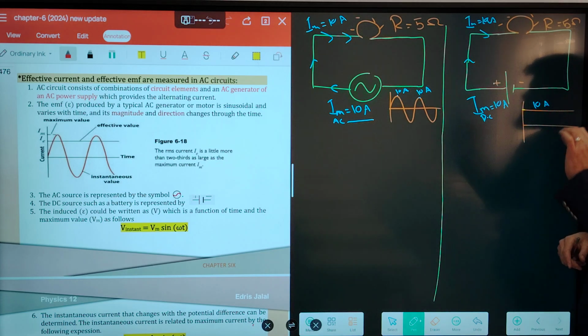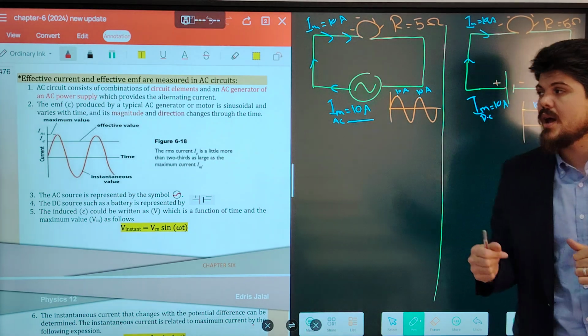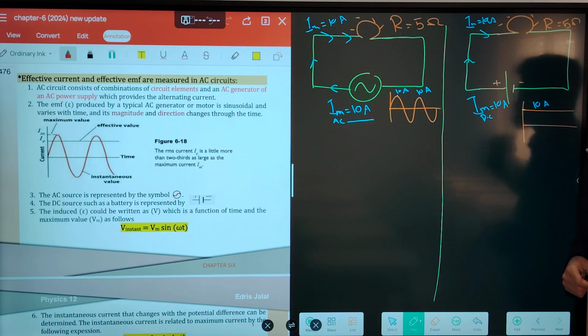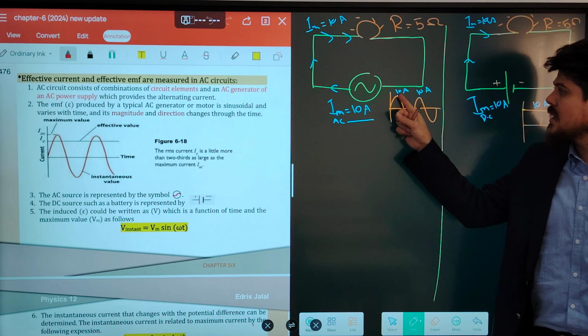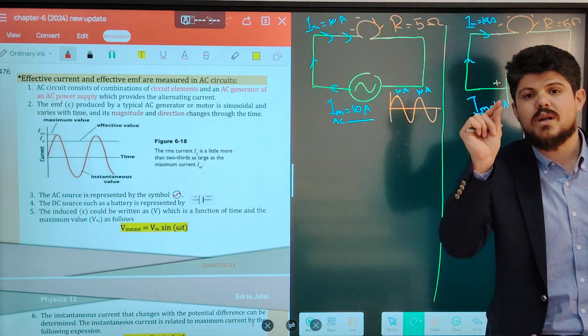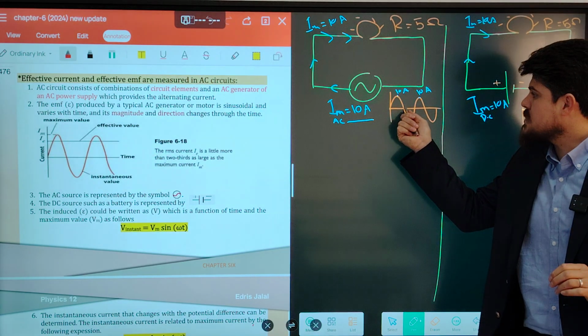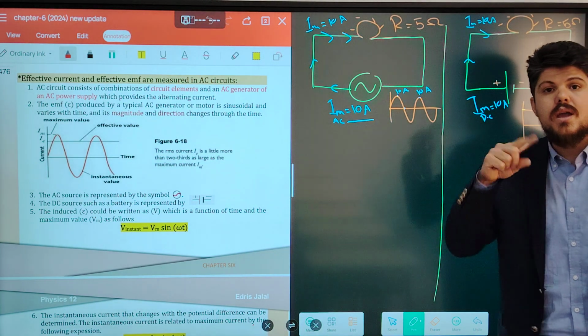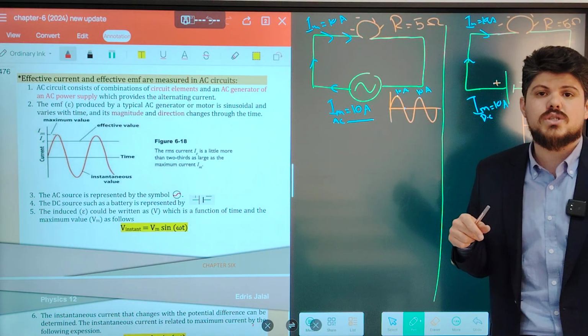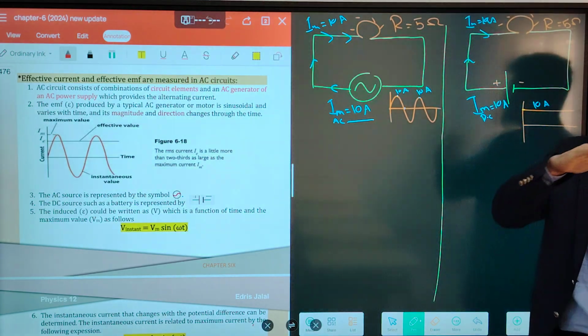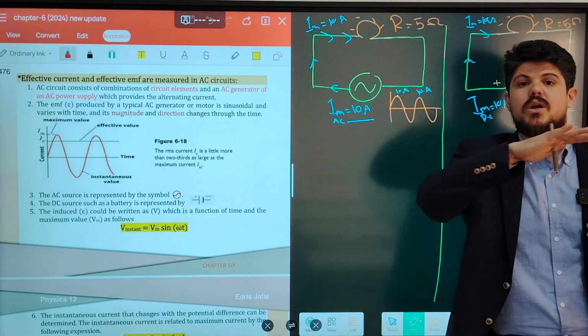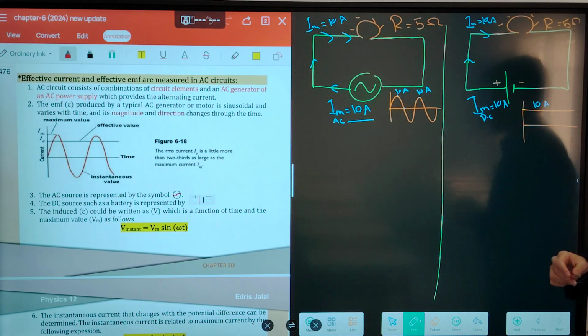Why? Because of the power dissipated by the current. The current in DC is continuously 10 ampere, it doesn't decrease. But in AC, current is 10 ampere only at one instant, at the peak. How about at this point? Current is 0. In AC, is it possible for current to reach 0? Yes, of course. But in DC, current is continuously steady and always at the maximum value.